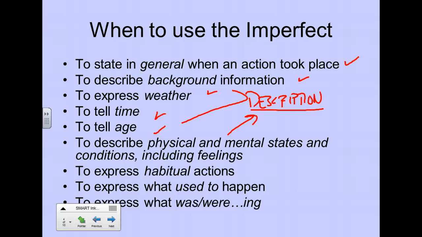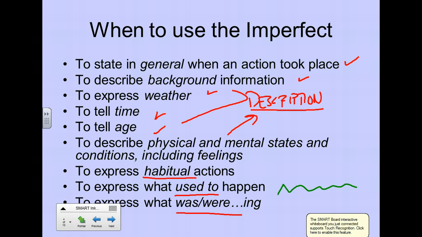Habitual actions, these are repeated actions. They did not begin and end in the past. It's the opposite of the preterite where it began and ended in the past. To express what used to happen, that used to is very common. And then finally to express what was or were happening. This is sort of this green ongoing action type thing. So my green ongoing action, there it is. So these really contrast with the preterite, where the preterite is talking about actions that began and ended in the past. Okay, so that's our description of the imperfect.